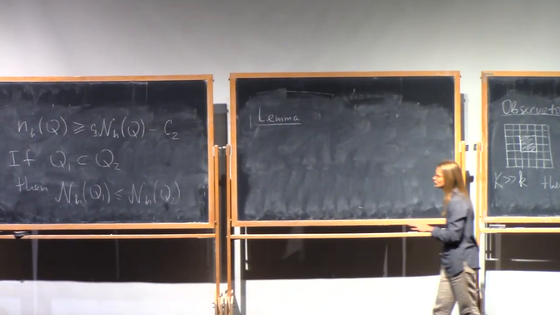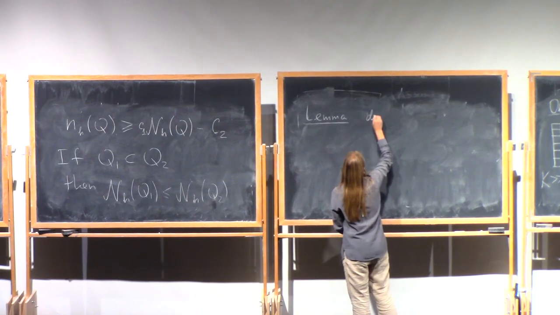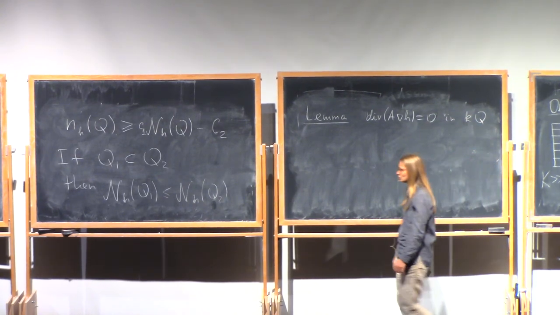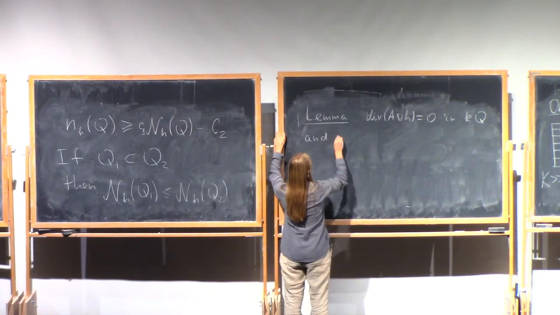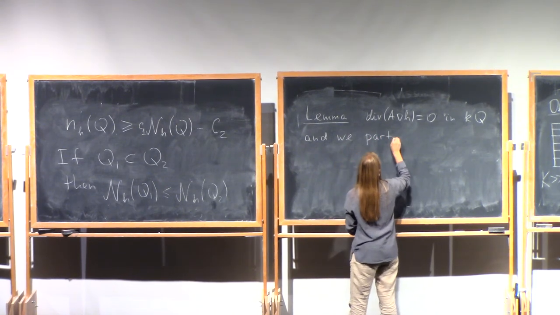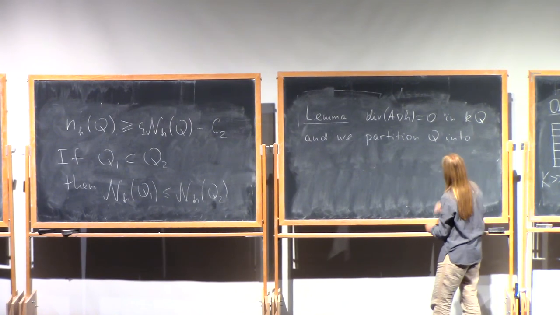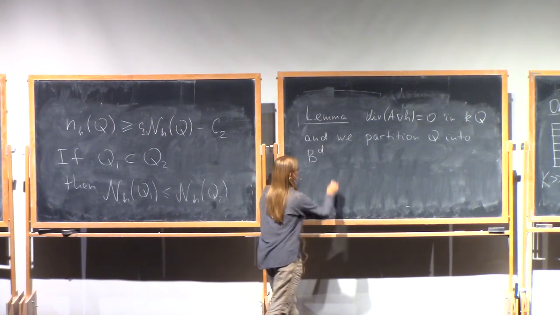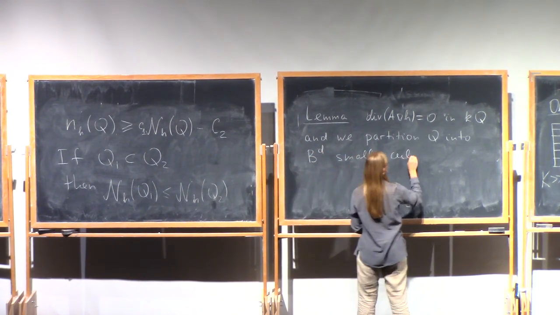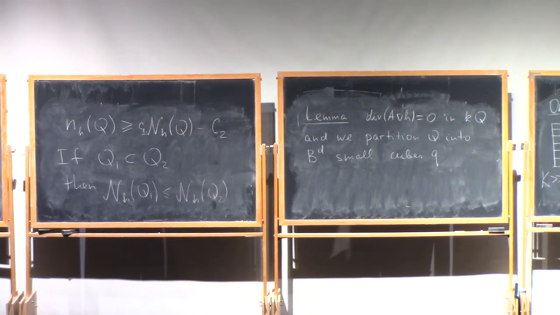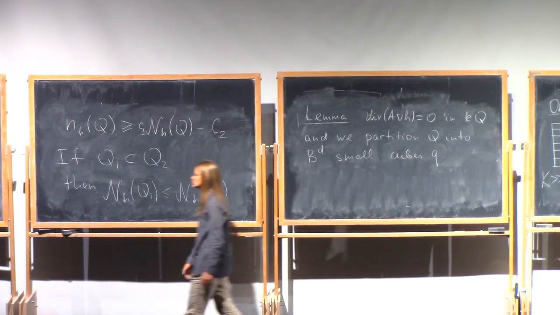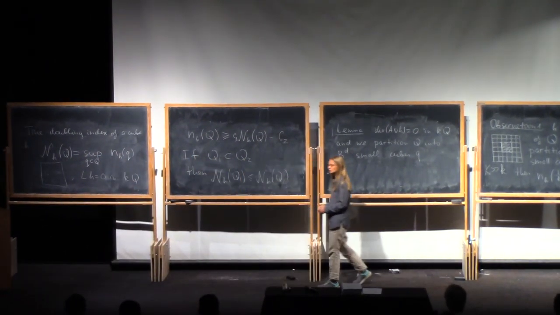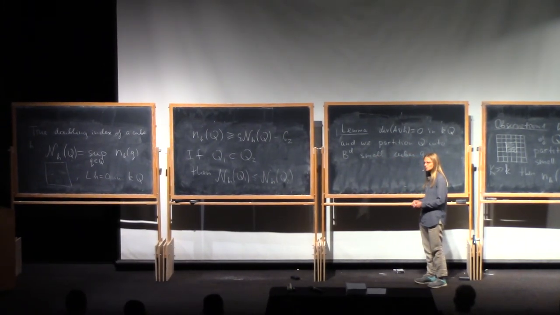Now I'm going to talk about solutions of elliptic PDEs, so I assume that this is true in a big cube. And we partition Q into b to the power d small equal cubes Q. For each of them, this modified doubling index is bounded by the doubling index of the big cube by this inequality, but we claim that there are many cubes where the doubling index is smaller.